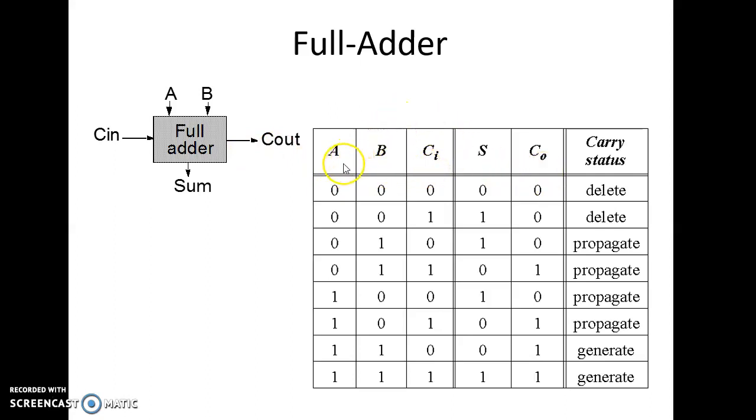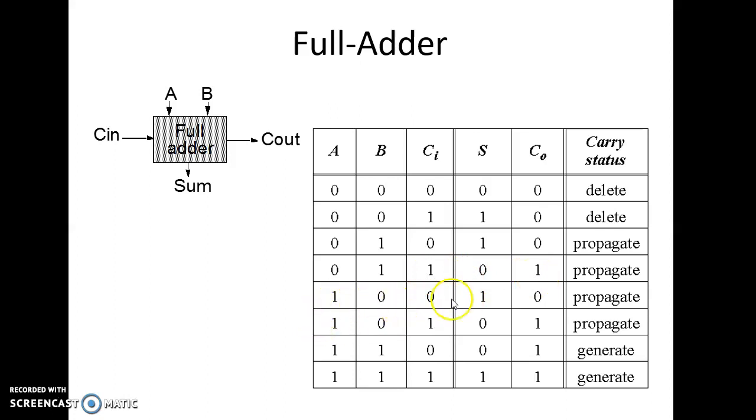Fine. So consider we have a truth table here. We will see the inputs A, B and the carry input. Consider the first case, when inputs A and B are 0 and the carry input is 0, then the sum will obviously be 0, and the carry out is also 0. We will see what this carry status means. Then coming to the second one, 0 0 and the carry input is 1. So the sum is 1 and the carry is 0. Similarly 1 0, sum is 1, carry 0. 1 1, sum is 0, carry is 1.